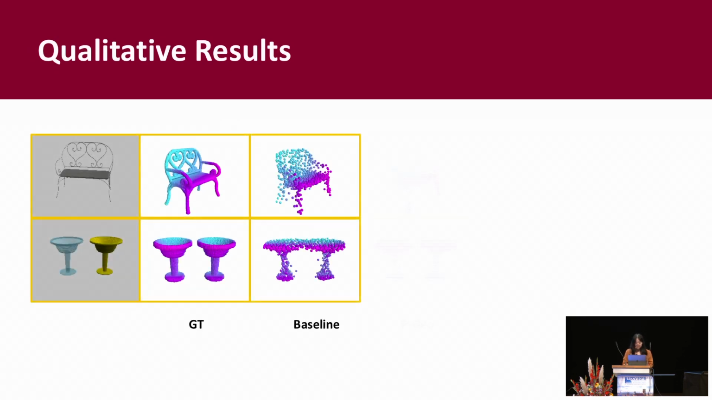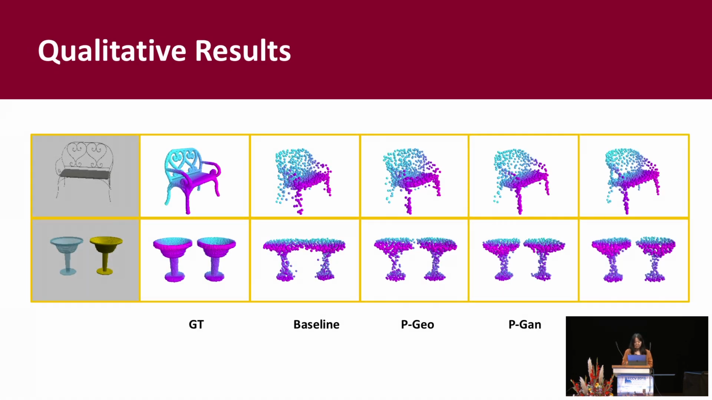Here are the qualitative results from different methods. Baseline predicts less accurate structure where shape distortion arises, such as the legs of chairs and the connection between two objects. On the contrary, our method can handle these challenges and show better results.